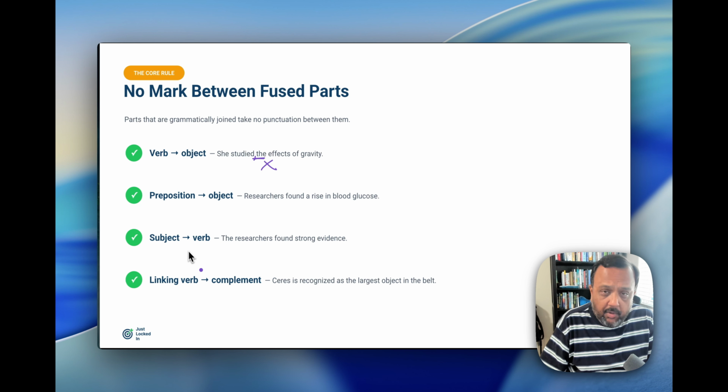The other place where you don't add any punctuation is between a subject and a verb, right?